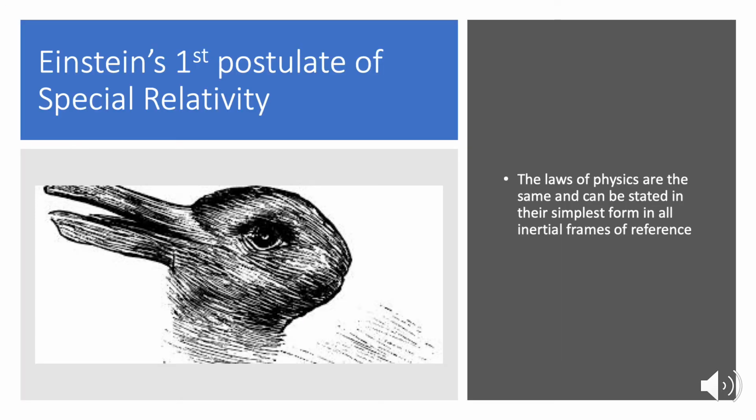So Einstein's first postulate is all about frames of reference. I included a little optical illusion. One person may see a duck, and the other might see a rabbit, or you might be able to see both. However, no matter what, it's the same picture. The first postulate says that the laws of physics are the same and can be stated in their simplest form in all inertial frames of reference. So think back to what we just talked about with what an inertial frame of reference is. Einstein is saying that the laws of physics are not changing between one person's frame of reference and another. For example, a plane that's moving at a constant speed and altitude will exhibit the same laws of motion as a car moving at constant speed and altitude. Both of these would be inertial frames of reference.